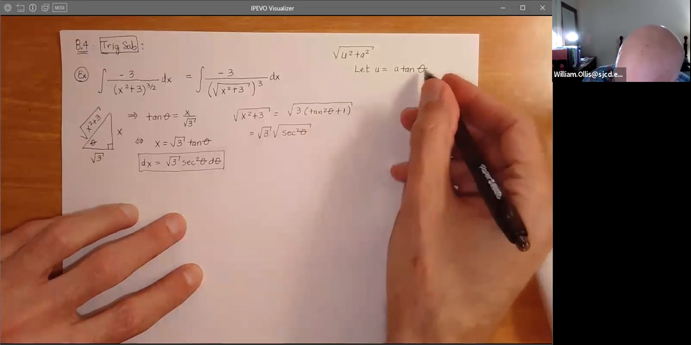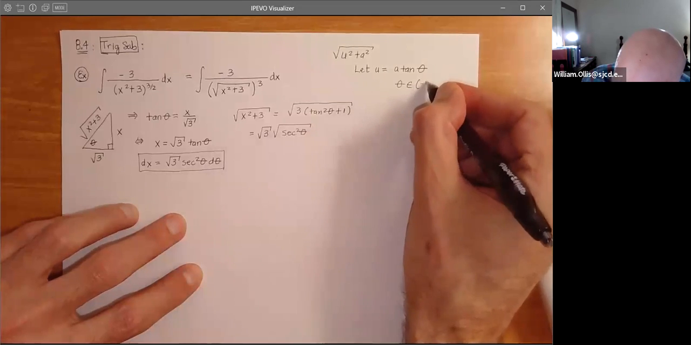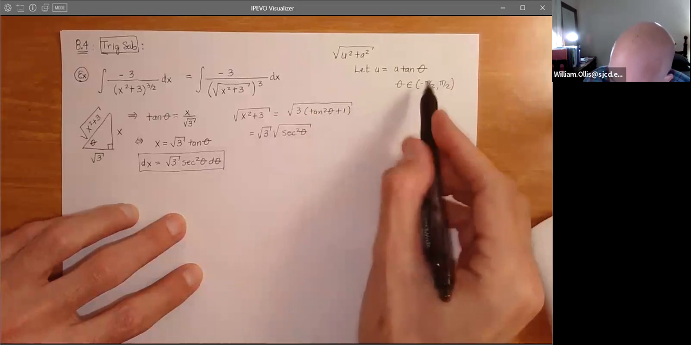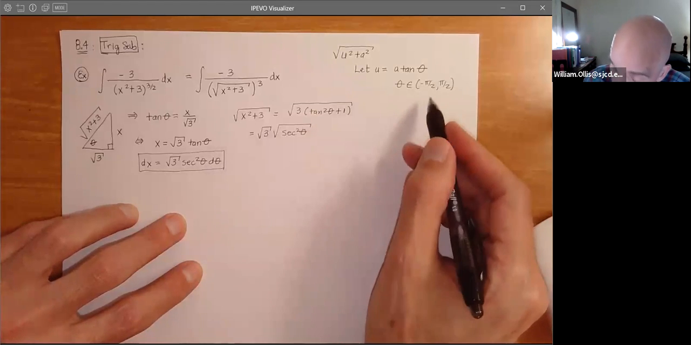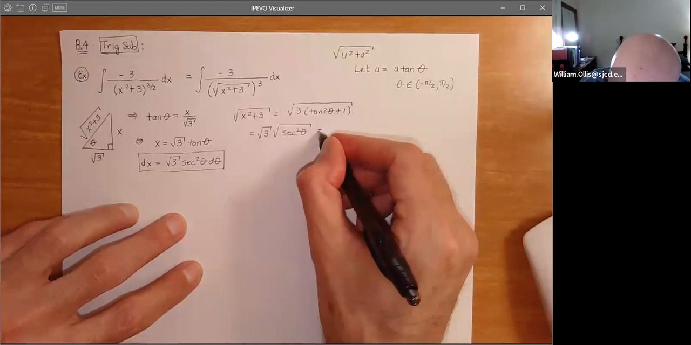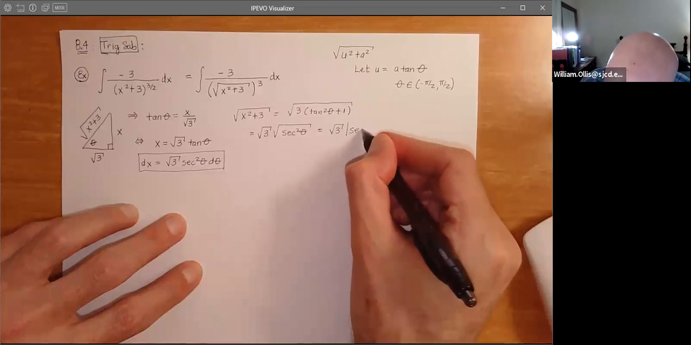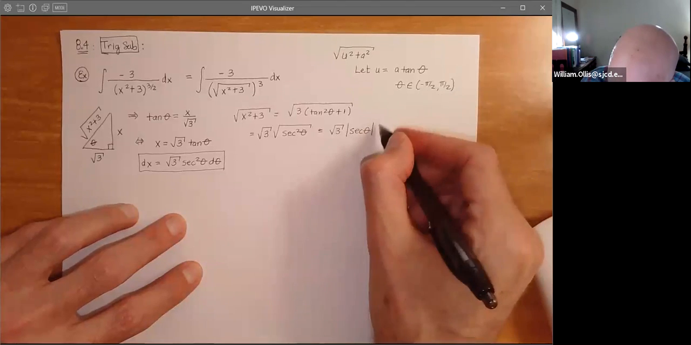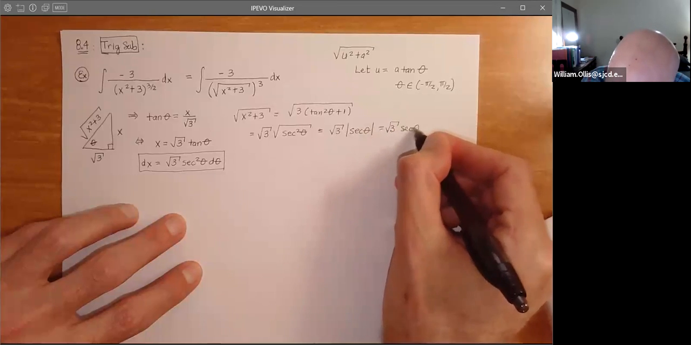But remember, with the inverse tangent, theta lives here, negative pi over 2 to pi over 2. And for these values of theta, the secant is non-negative. That corresponds to the cosine. So in this case, it's square root 3 times the absolute value of secant, which now can be dismissed because of where the theta lives. So this is the square root of 3 secant theta.